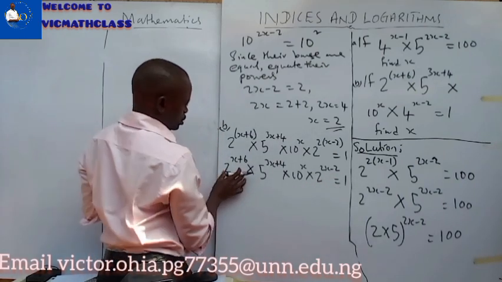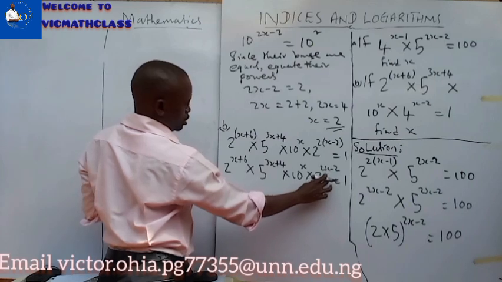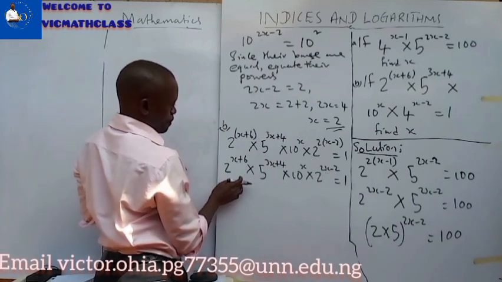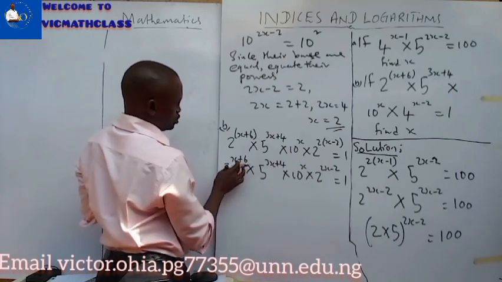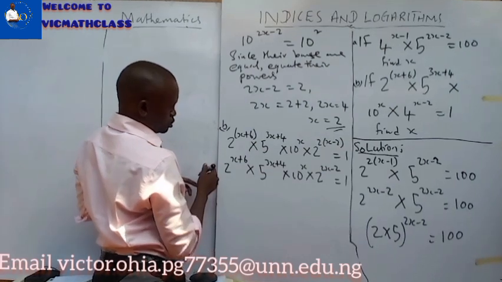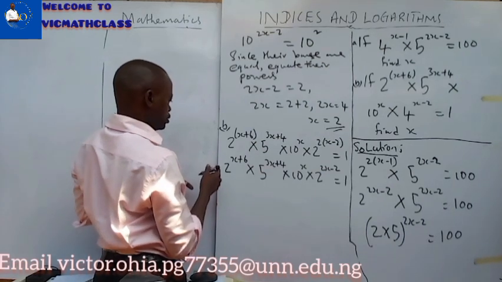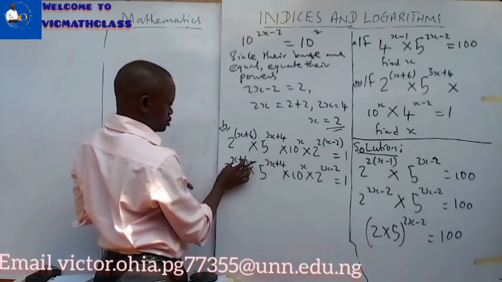So we have something here, and we have something here. They are, of course, different. They have the same base, but of different powers. But let me try to break this. Let me break this and see whether there can be something here.